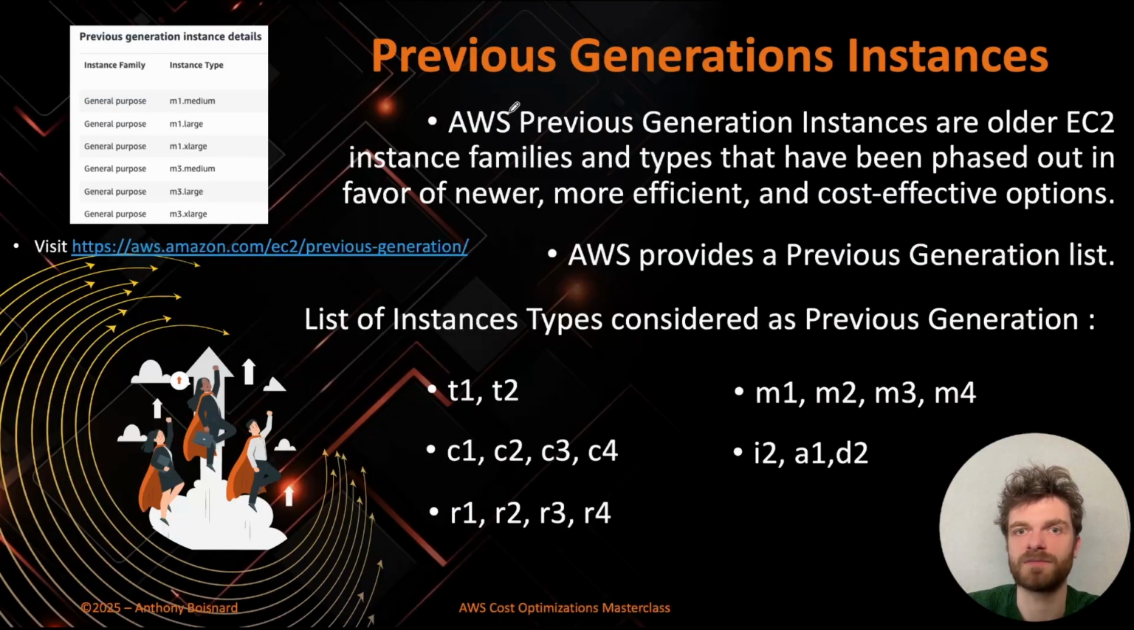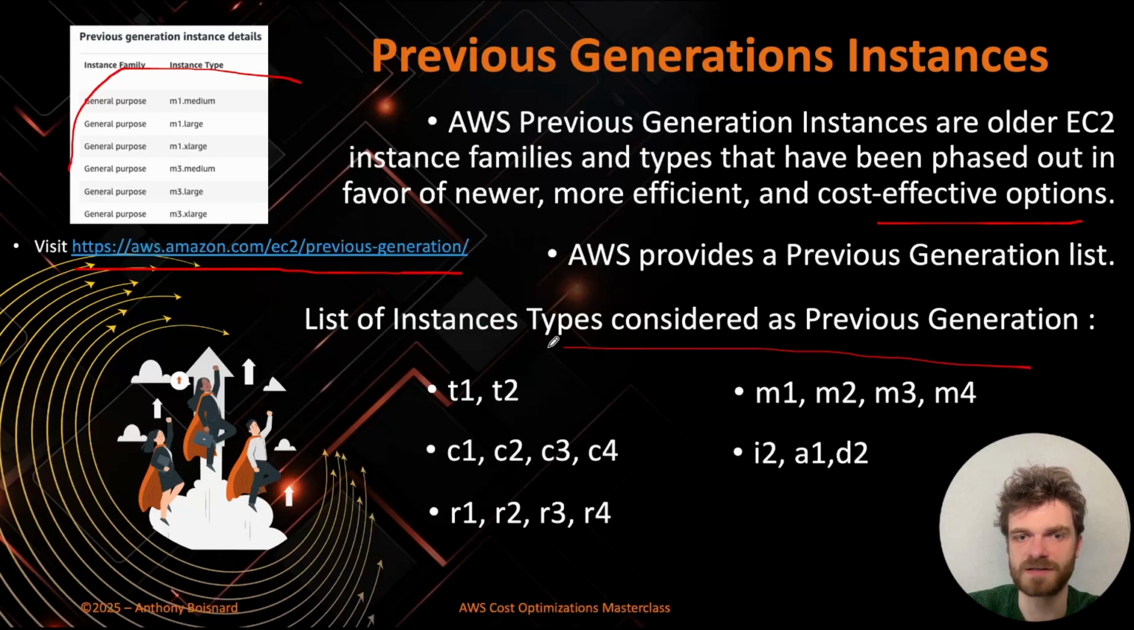When we are talking about previous generation instances, it means there are older instance families that are phased out in favor of newer, more efficient, and cost-effective options. So if you go to the link here provided by AWS, they provide a list of the previous generation instances, and you can have a sum up of this here.